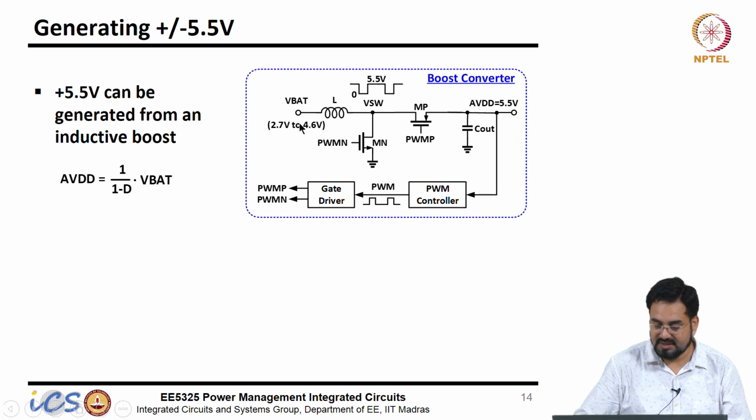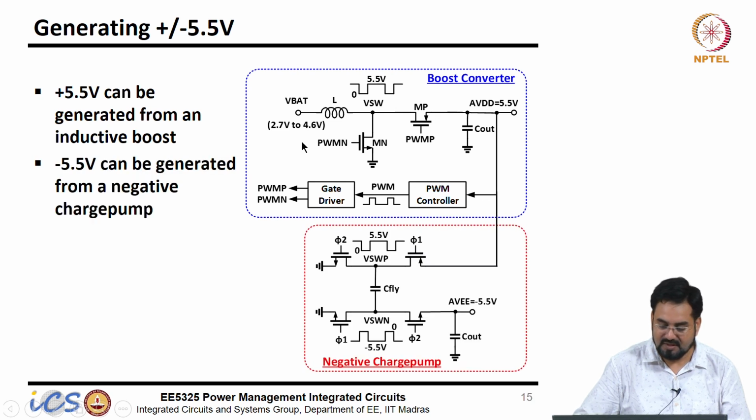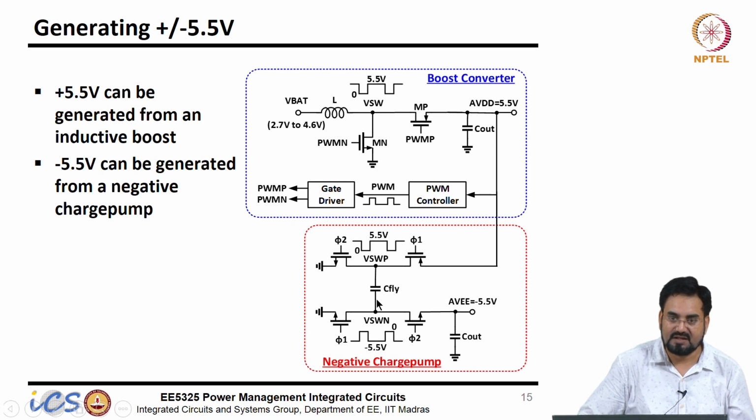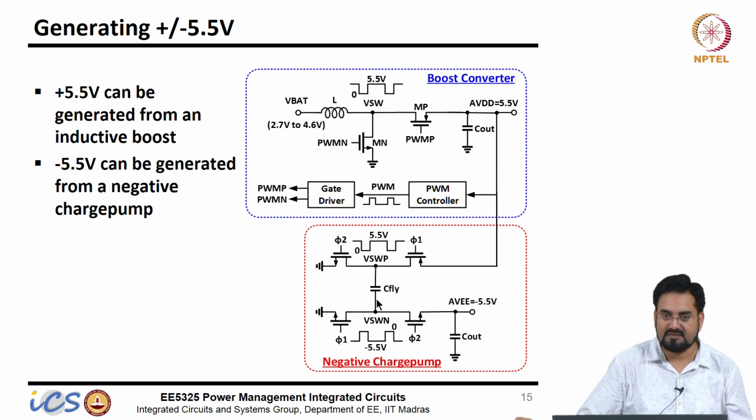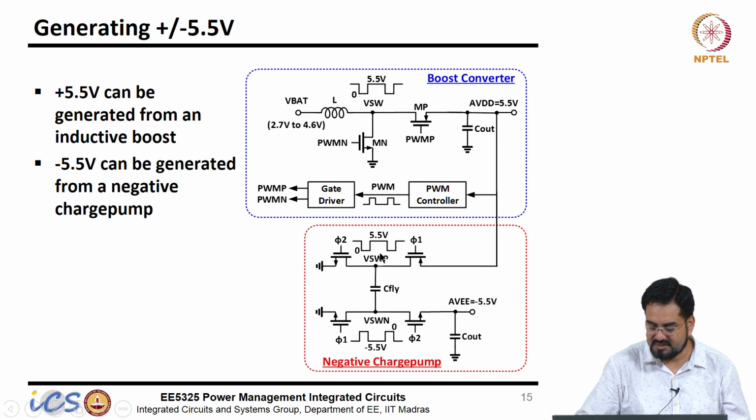So based on the voltage, the control loop will change the duty cycle, and it will keep the output regulated at 5.5 volt with variable input supply. For negative, now that we have 5.5 volt, if we invert that, we can simply use an inverting charge pump. We also discussed how you generate Vout equal to minus VDD or minus Vin. It's just an H-bridge, and you have a flying capacitor. So your output will be minus 5.5 volt, and this is nothing but a negative charge pump.